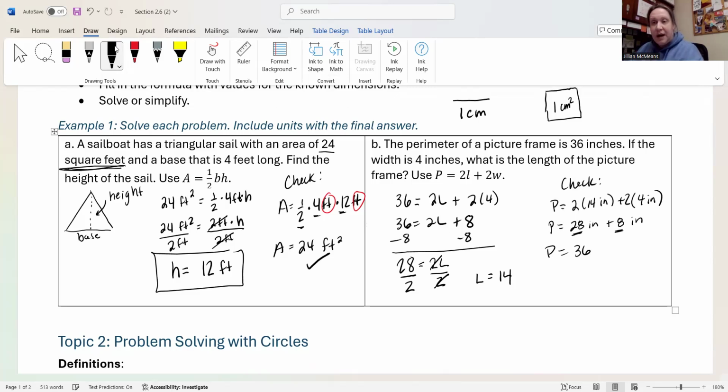And we're basically combining like terms. So if you've got inches and you're adding more inches, your final answer is just inches. So we really do get that the perimeter of this picture frame is 36 inches. And most importantly, the length of the picture frame is 14 inches. So that answers the question here. So try to understand, just remember the formulas for area and perimeter, but try to understand why with perimeter it's linear units and area we would end up with square units.